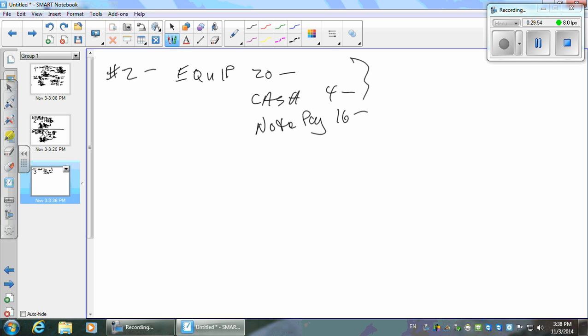Assets went up by, careful, not by 20. Up by 20, down by 4, it'd be up by 16. So assets are up by 16. You don't even have to write it in the accounting equation at this point, do you? Notes payable? This is assets. It's a liability, isn't it? Increased by 16. Everybody agree?